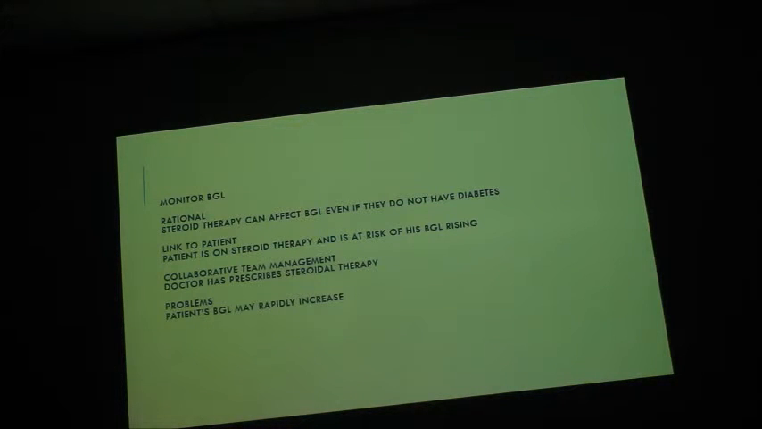John is on steroid therapy and is at risk of his BGL rising. The potential problem for this is that his BGLs can rapidly increase if it's not monitored. A nursing intervention would be to monitor it 3 times a day. The rationale for this is that certain types of steroid therapy can affect BGL even if they do not have diabetes, and this will involve the doctor that prescribes the steroidal therapy.